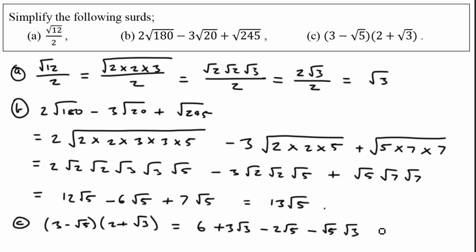Can we simplify this? Just a tiny bit. We have 6. We cannot combine the 3 root 3 and the negative 2 root 5. They are about different things. But the root 5 root 3 would be much better written as a simplified surd of root 15. So a final answer would be 6 plus 3 root 3, subtract 2 root 5, subtract root 15.